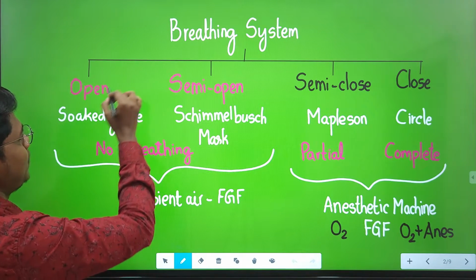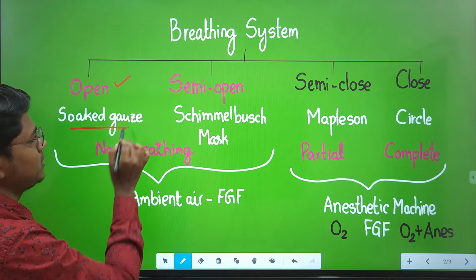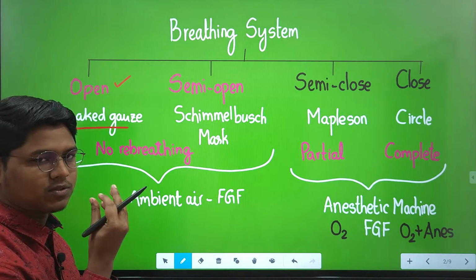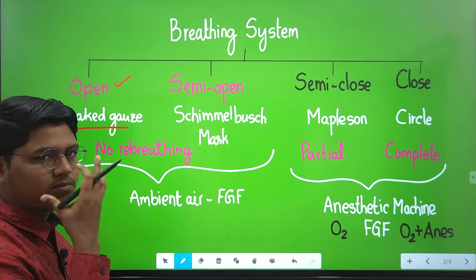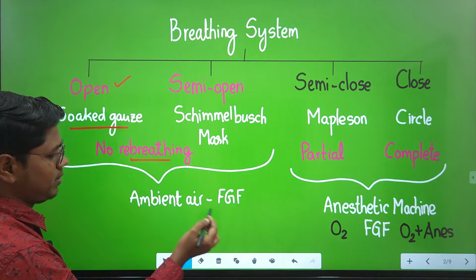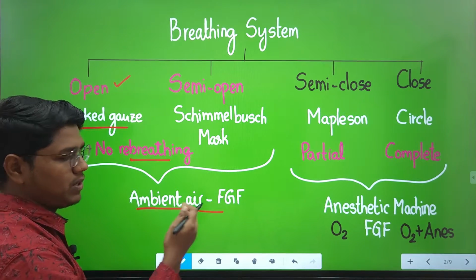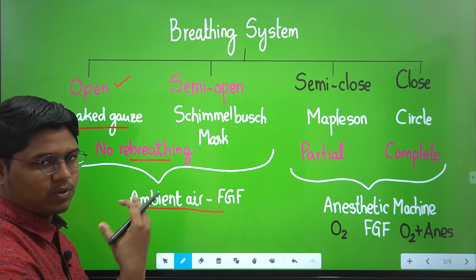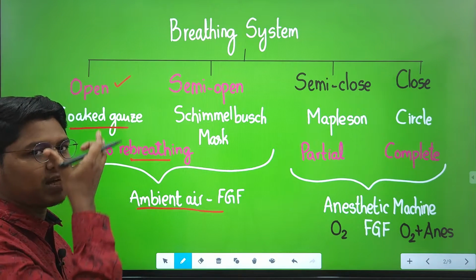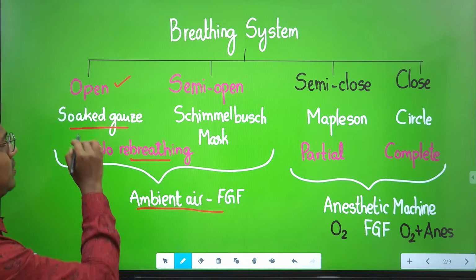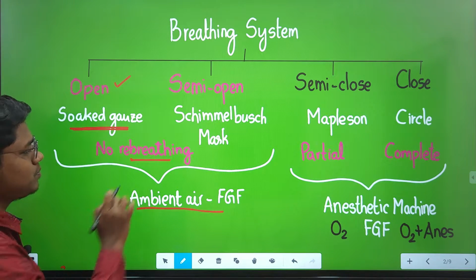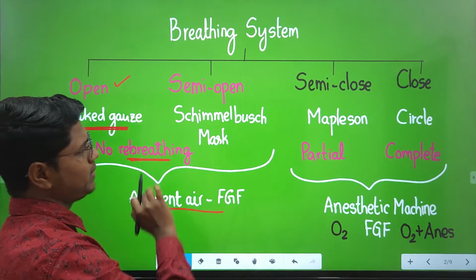Okay, so the open system, in which you simply soak a gauze with inhaled anesthetic and keep it close to the dog's nose or cat's nose, whatever the animal, and it will breathe some vapor or the ambient air. There will not be any rebreathing. Ambient air will act as fresh gas flow. The ambient air will come in contact with the anesthetic, and with the air the anesthetic will go into the nose. When the patient exhales, it will go into the atmosphere. So there will not be any rebreathing.